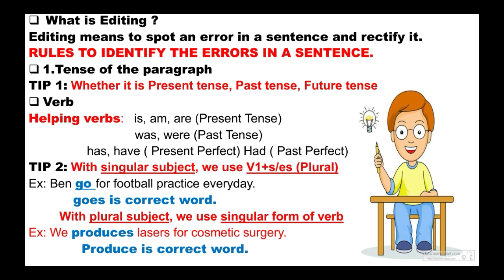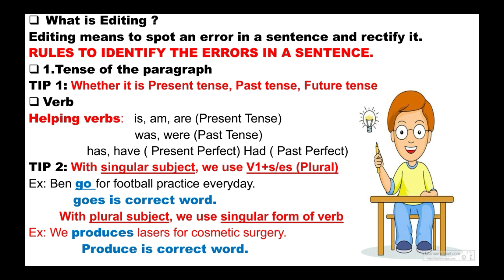The second thing regarding tense is that with singular subject, we need to use plural main verb, and vice versa. With plural subject, we use singular form of verb. Example I'm giving you: Ben go for football practice every day. Now over here, Ben is the subject, it is singular, and the verb is coming go. Immediately it comes into our mind that singular subject verb needs to be plural, and you'll be able to identify the error. We'll correct it over here. We'll put Ben goes for football practice every day.